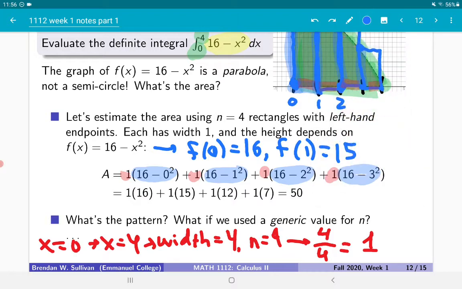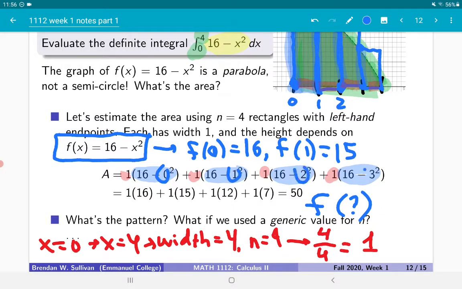And meanwhile, what's the pattern in the blue highlights, the heights of the rectangles? Well, they're all f of something. They're all me plugging in certain x values into the function 16 minus x squared. And I'm plugging in 0 and 1 and 2 and 3. And where did those come from?